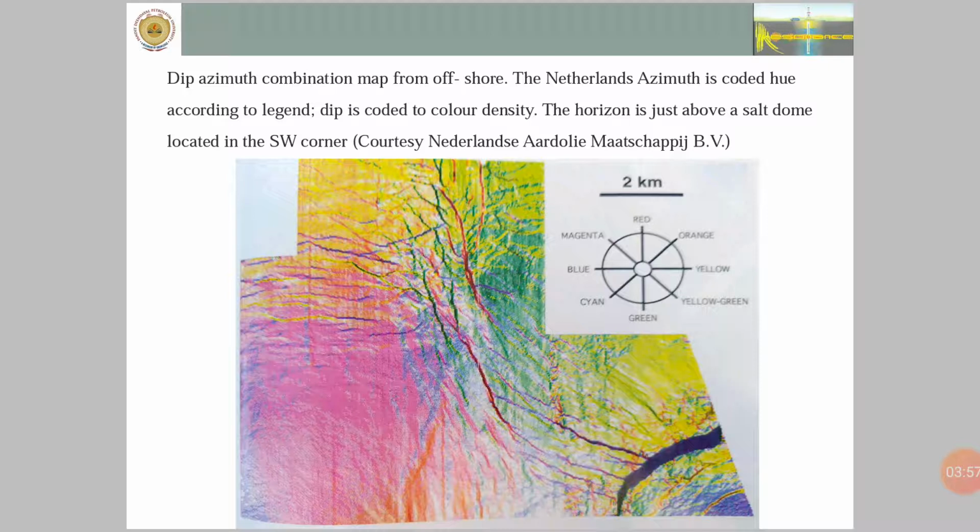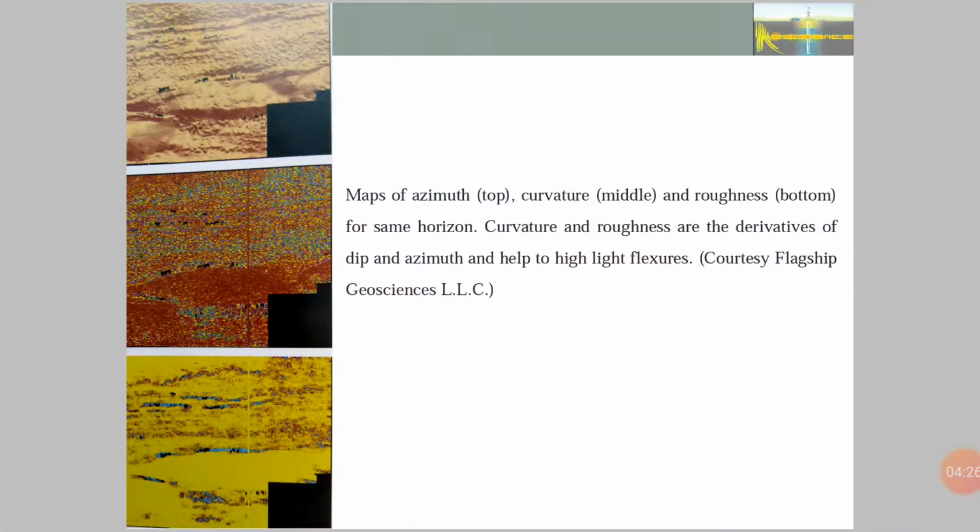The Netherlands azimuth is coded as hue according to the legend. Dip is coded to color density. The horizon is just above a salt dome, and we can see it is located in the southwest corner. Now, the combination of dip and azimuth is useful for inlines and crosslines because the dip magnitude and azimuth are calculated from the apparent dips of inlines and crosslines.